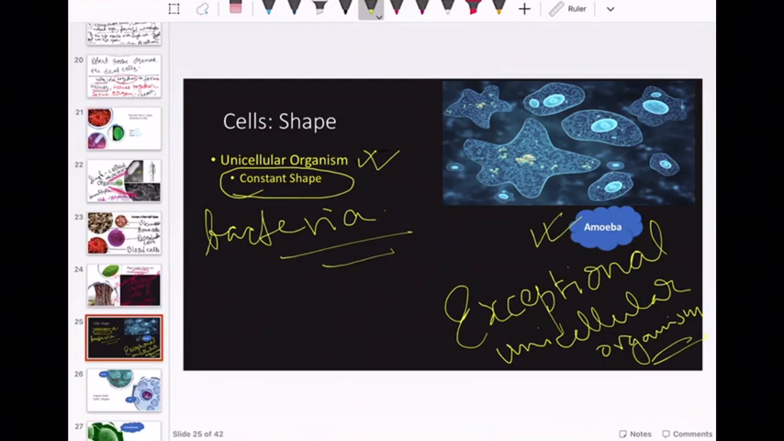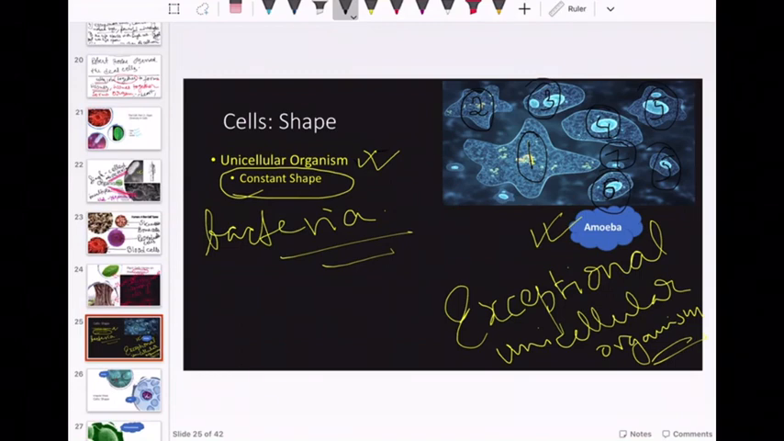An exceptional unicellular organism is the amoeba. In a lifetime, you see, amoeba takes various shapes. This is one shape. This is another shape. This is another shape. The same amoeba is taking different shapes, you see. This is another shape.